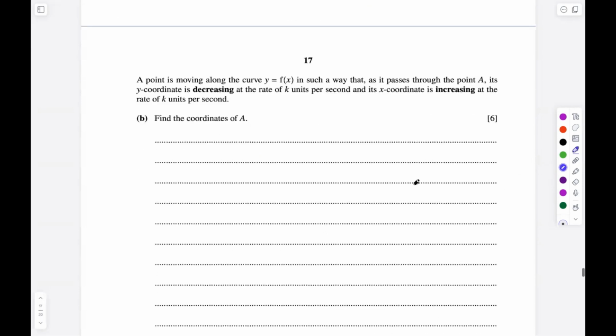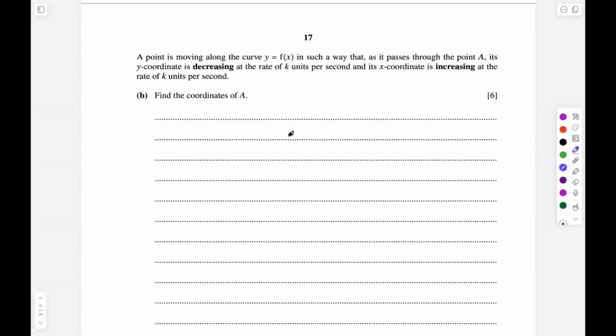In part B, it says that the point is moving along the curve y equals f of x in such a way that as it passes through the points, its y coordinate is decreasing at a rate of k units, which means that dy/dt will be equal to minus k, and its x coordinate is increasing at a rate of k units per second, which means that dx/dt will be equal to positive k. It is saying find the coordinates of A.